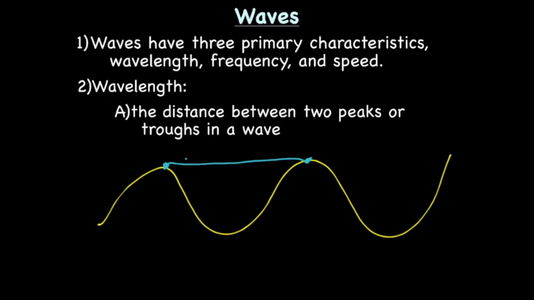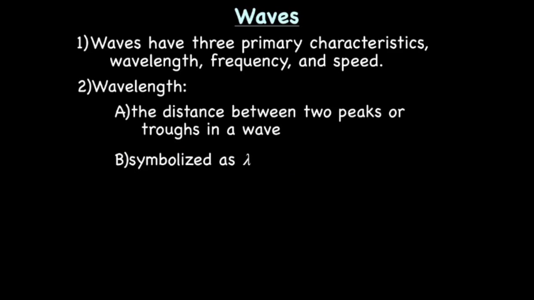You can see it's basically a cycle. That would be the distance between two peaks, or from here to here, the distance between two troughs. So we're looking at one cycle. That would be the wavelength, and it is symbolized by this funky looking thing, a Greek lambda. Its units are meters. Again, wavelength is the distance between two peaks or two troughs, one full cycle of a wave.